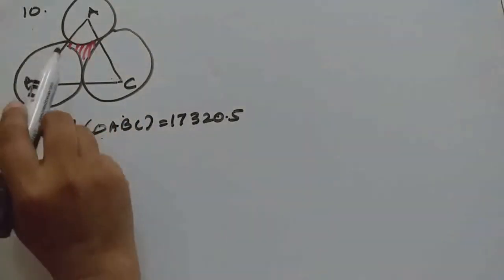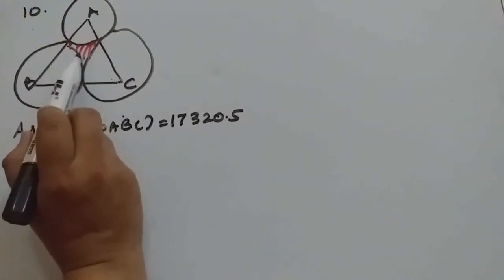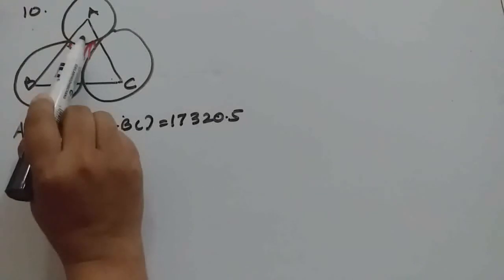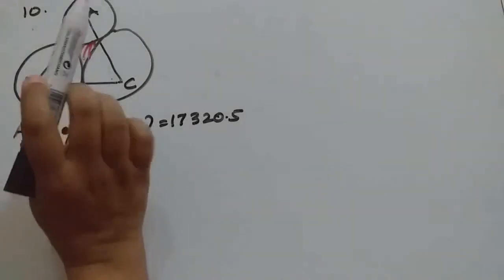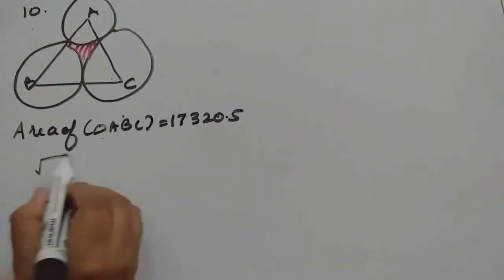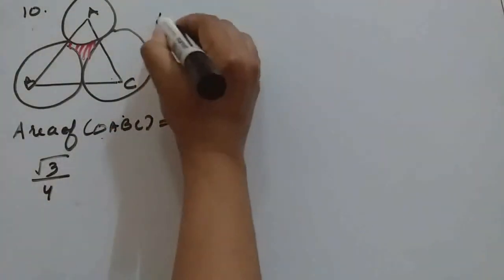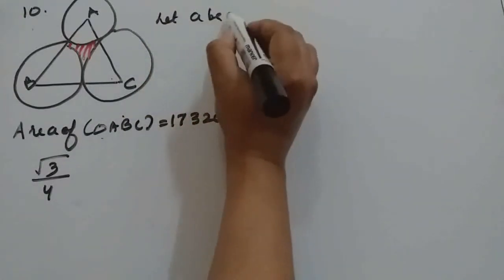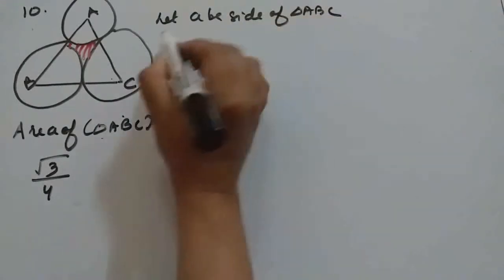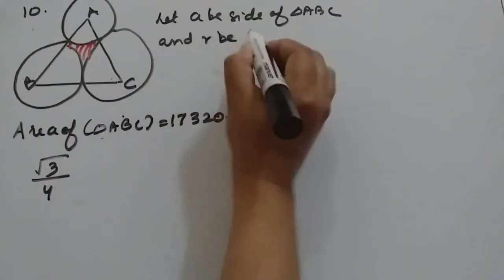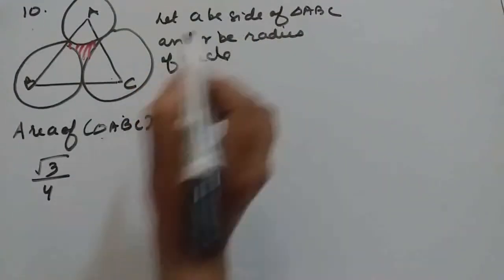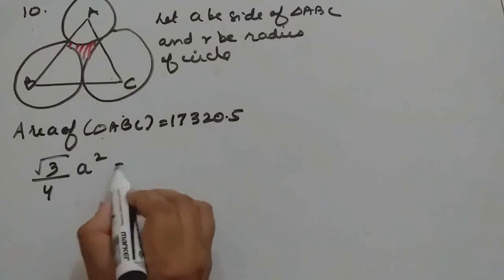Then for this shaded region, we can subtract the 3 sector areas from the area of this triangle. First of all, the area of triangle ABC will be given by this formula. Let A be the side of the triangle and R be the radius of the circle. So root 3 by 4 A square.